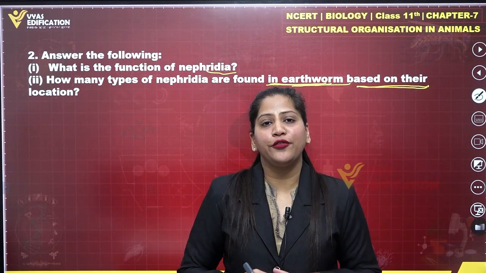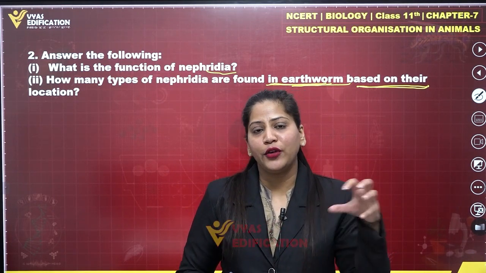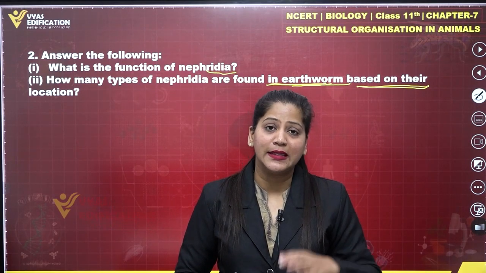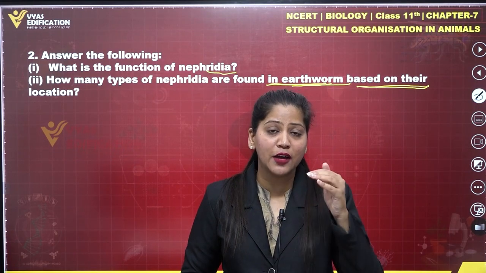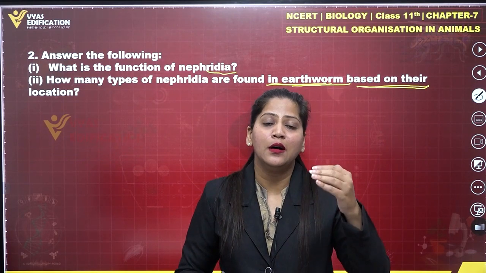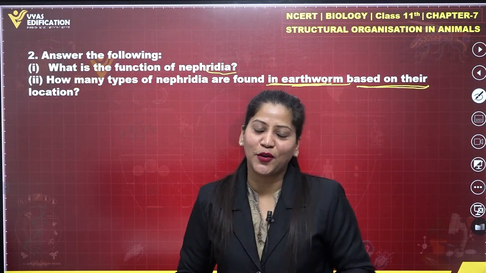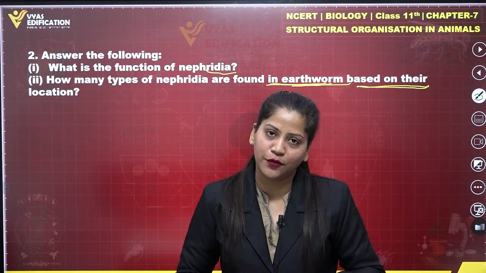The second type of nephridia is integumentary nephridia. These nephridia are attached on the body wall of earthworms, from the 3rd to the last segment of earthworm, and they open onto the body surface of earthworms.